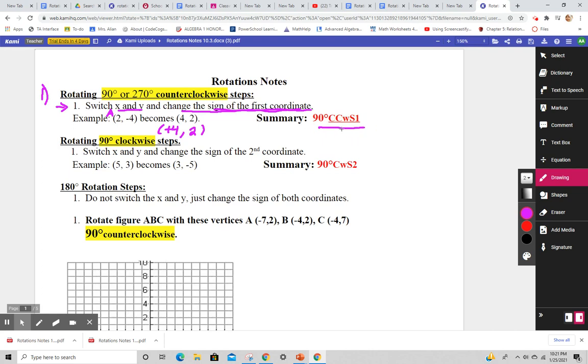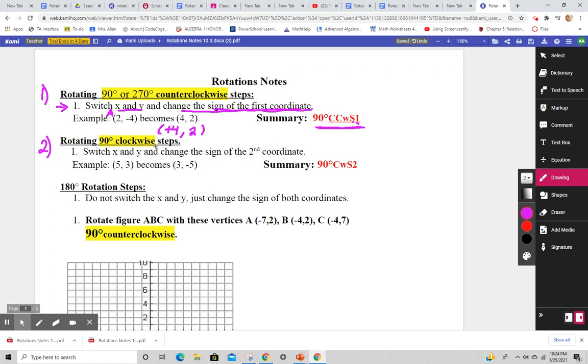And here's a summary note of this rule. Every time I perform these rotations, I like to make a note of the rule first to remember the rules correctly. So you see what I have here, 90 degrees counterclockwise, and S means switch X and Y, and 1 means change the sign of the first coordinate.